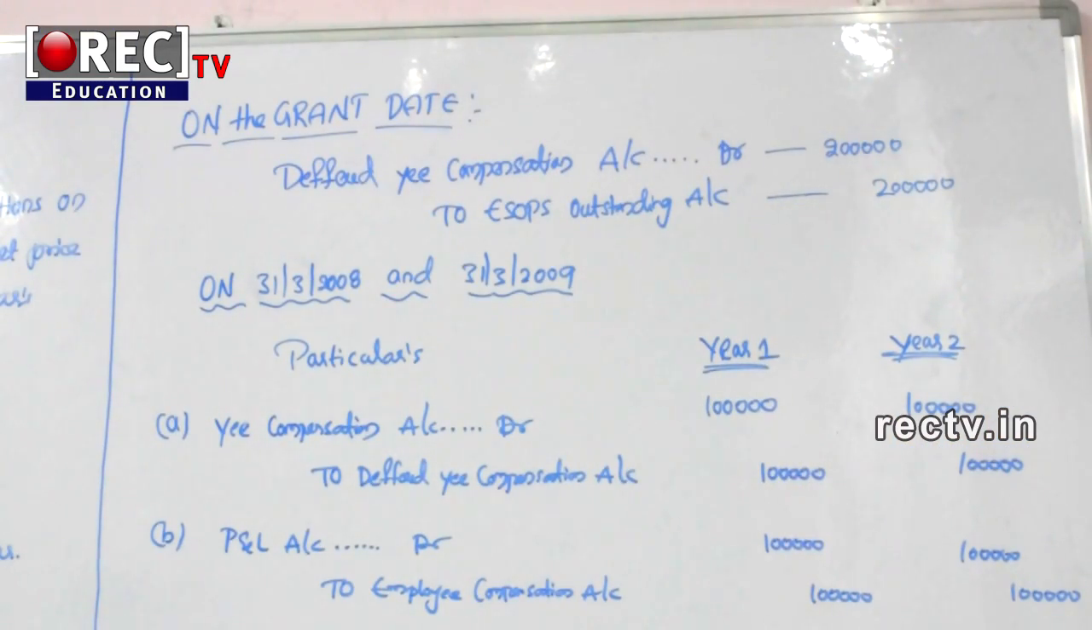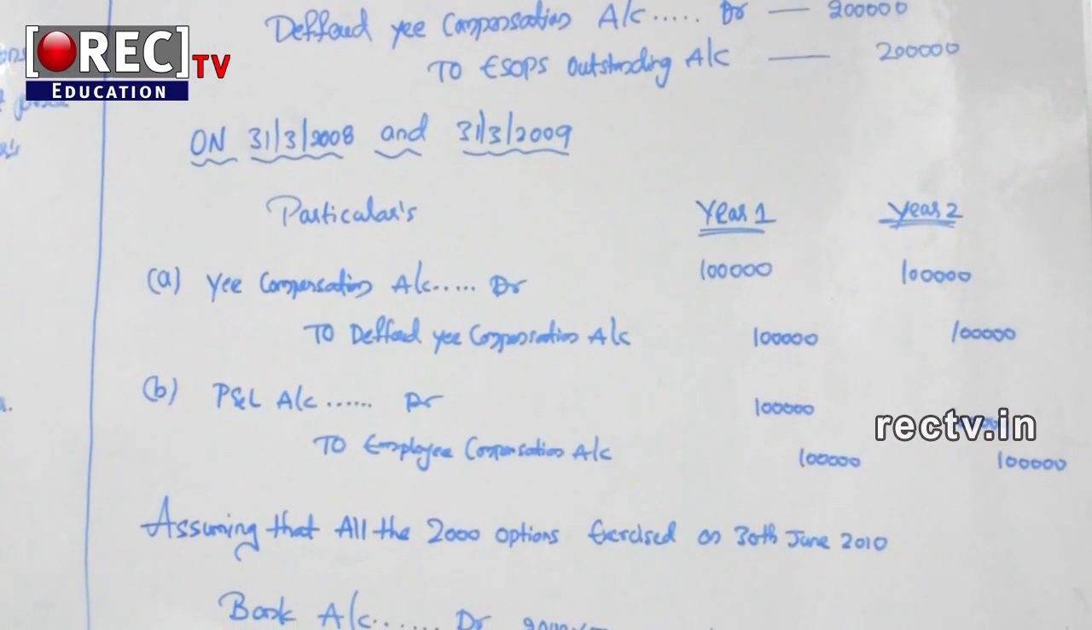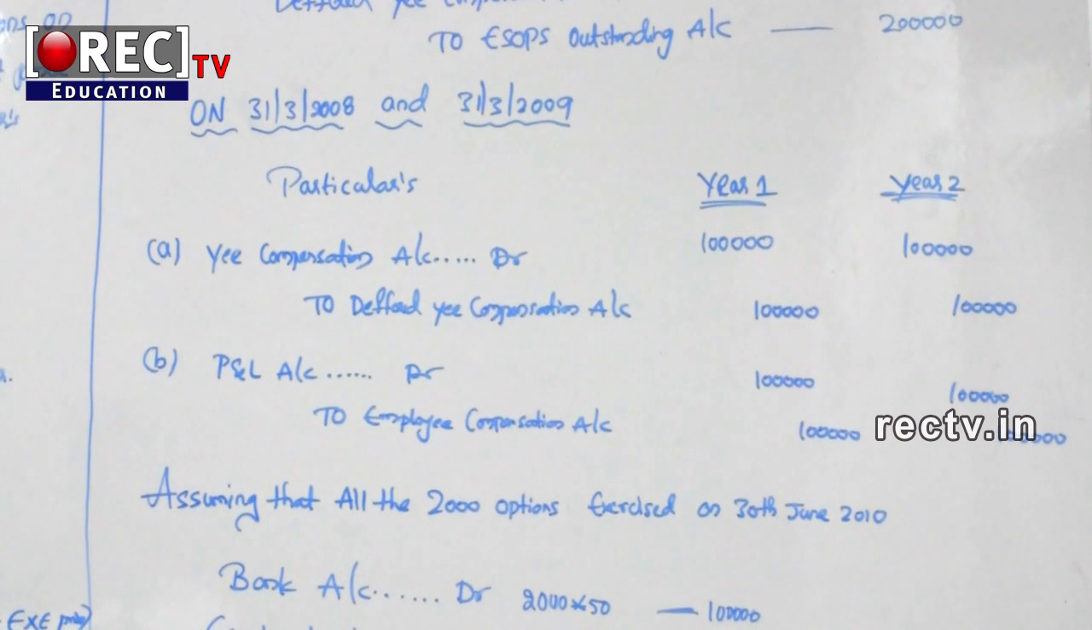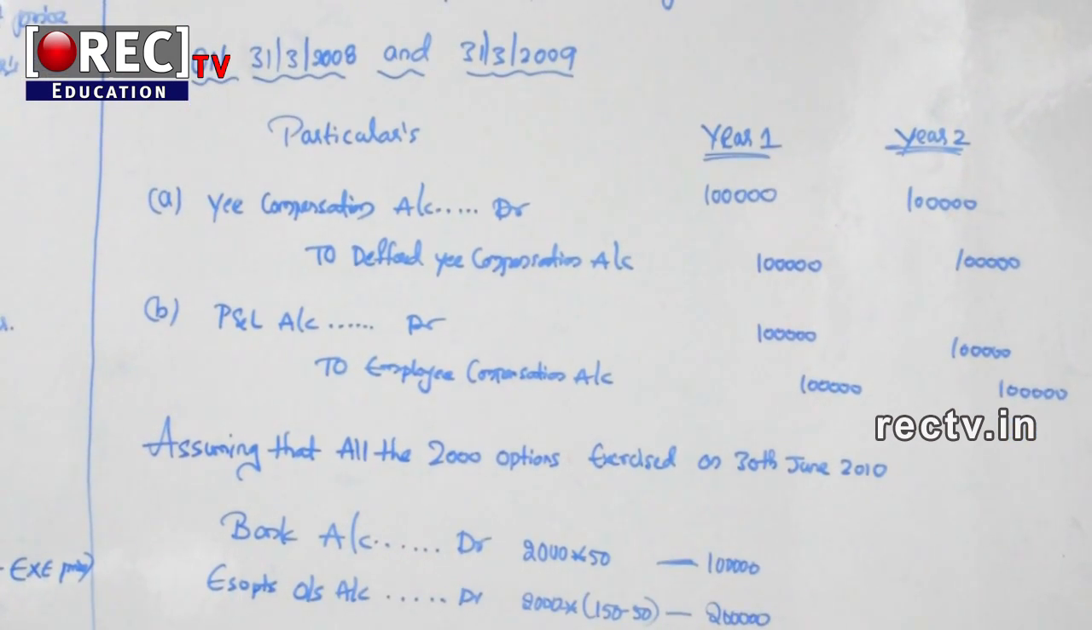So on the grant date, what is the entry? Deferred employee compensation account debit to ESOPs outstanding account. Here the amount will be the value of options, that is 2 lakhs and 2 lakhs. And on 31st March 2008 and 31st March 2009, we are going to prepare 2 years in one entry, that is particulars year 1 and year 2.